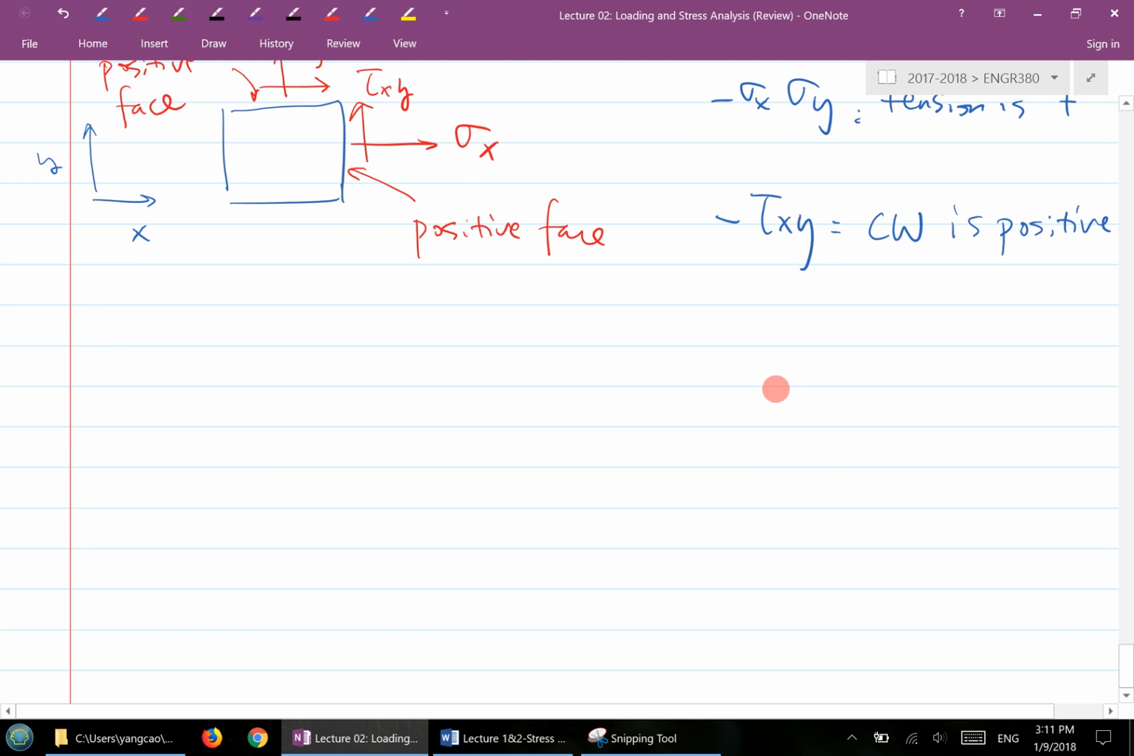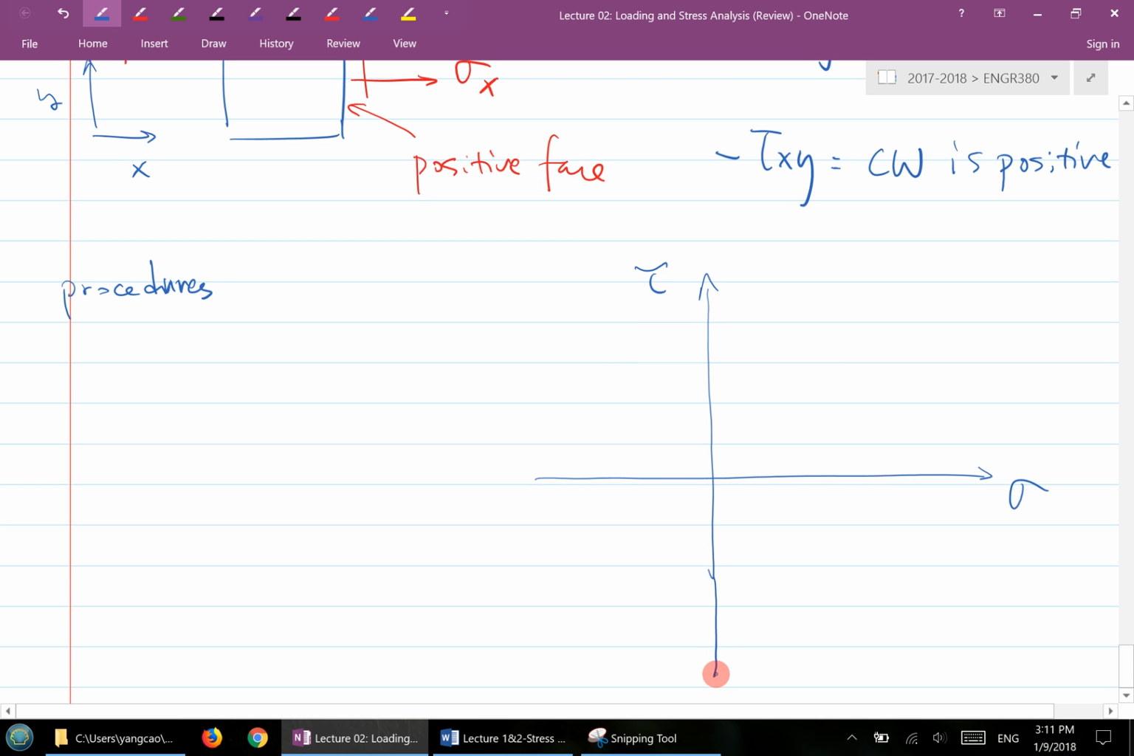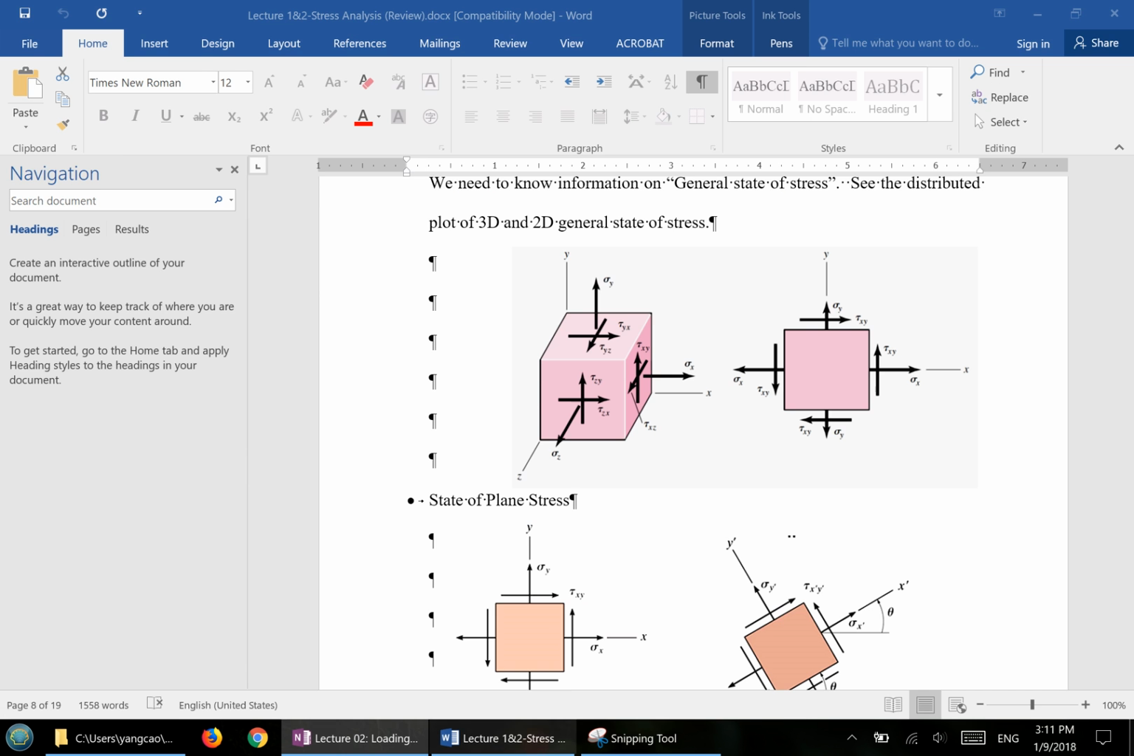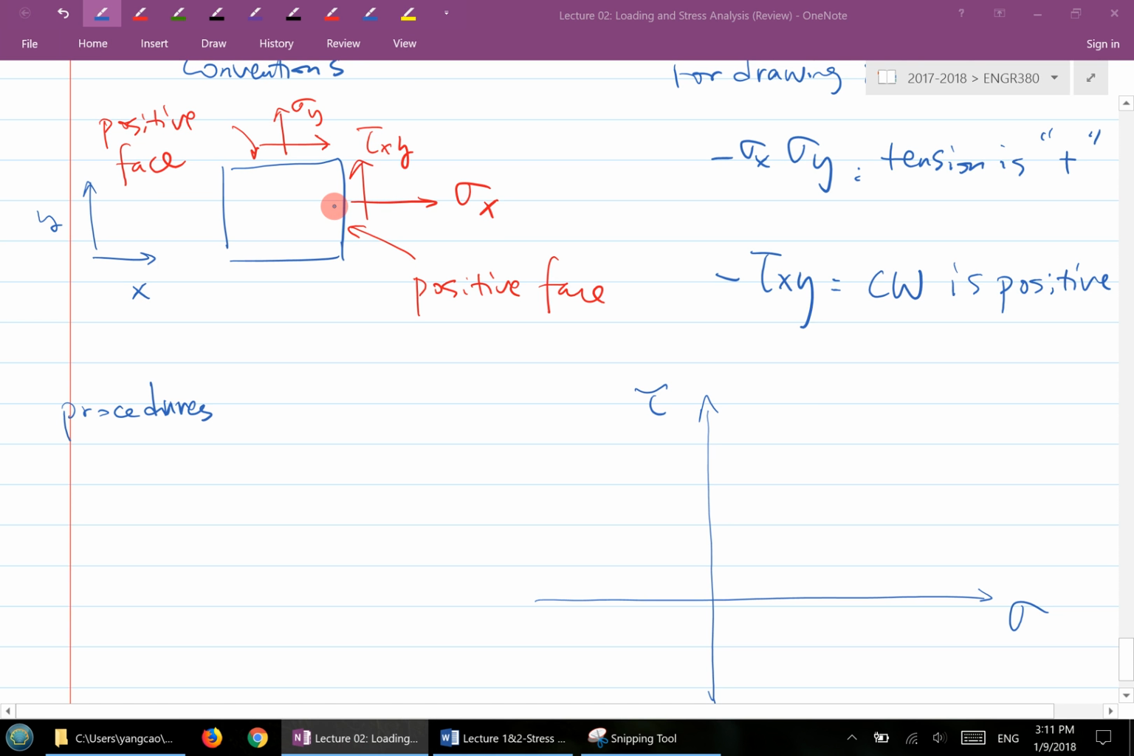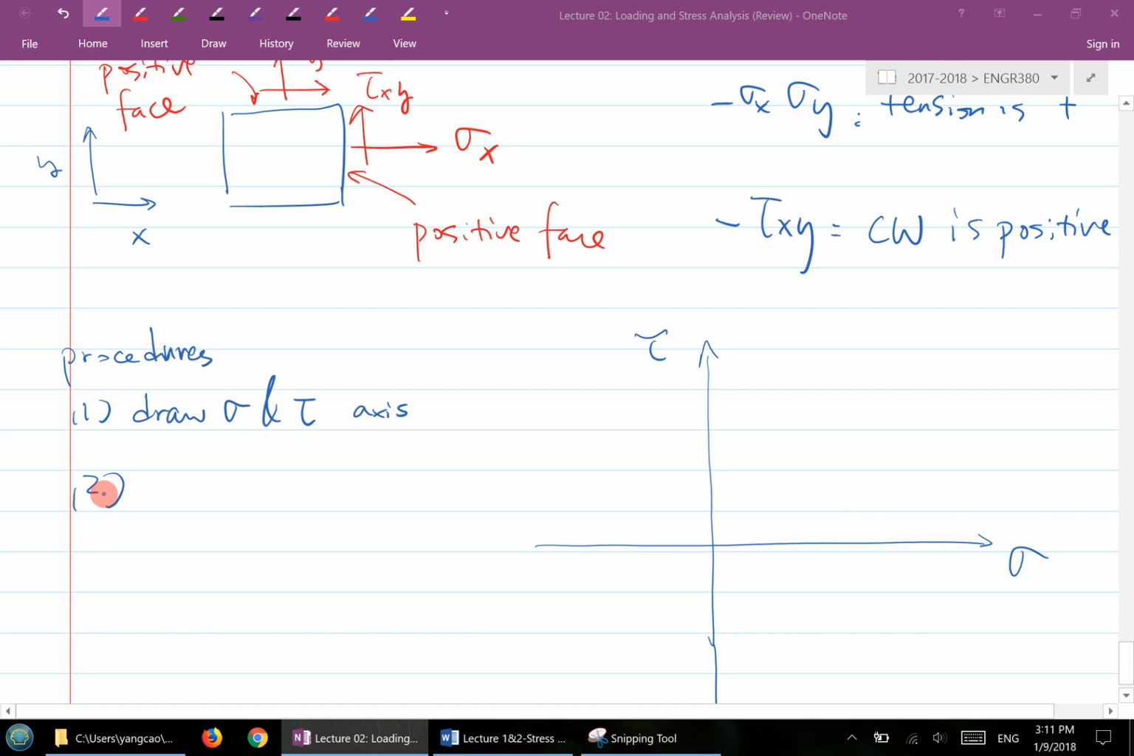So I'll show you quickly the procedure of drawing Mohr's circle. First step, you draw a coordinate system with sigma and tau as the x and y axes. And second step, based on the state of stress, you figure out... So basically, I'll write it here. Number one, draw sigma and tau axes. And number two, mark the sigma x and the sigma y on the x-axis.